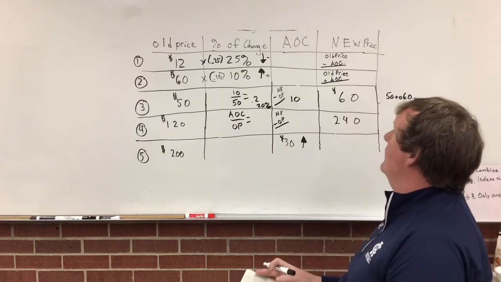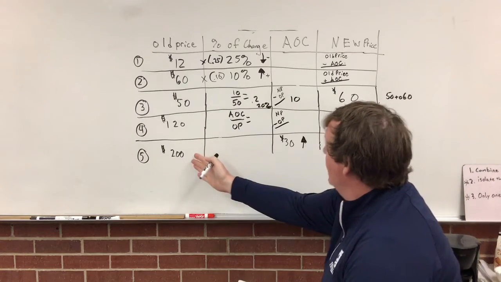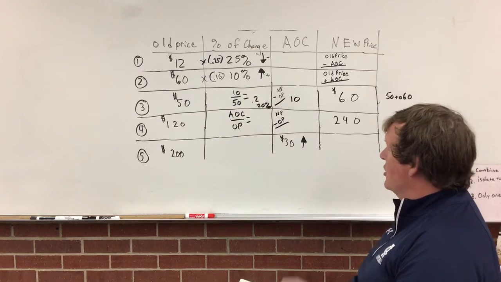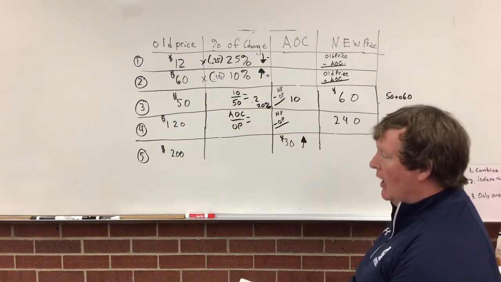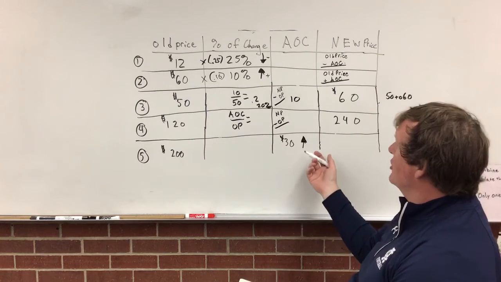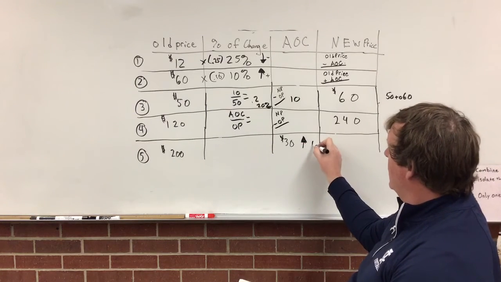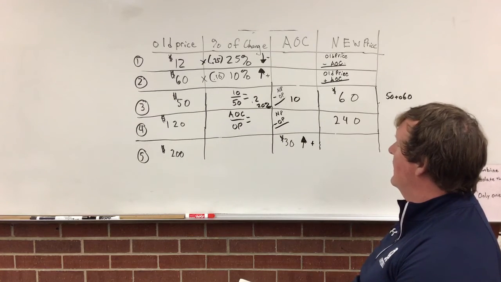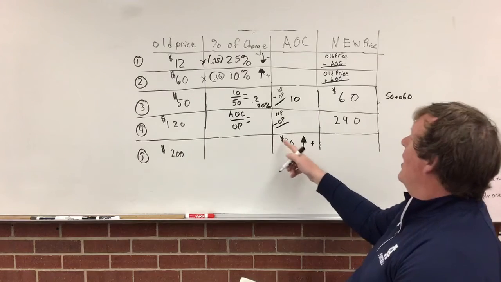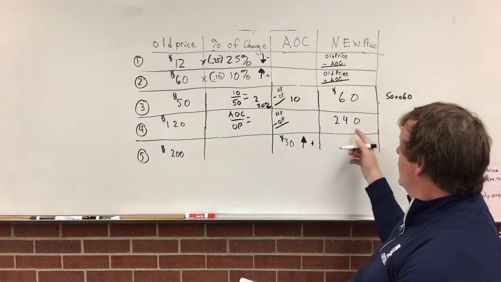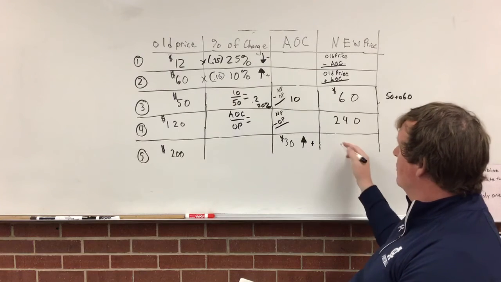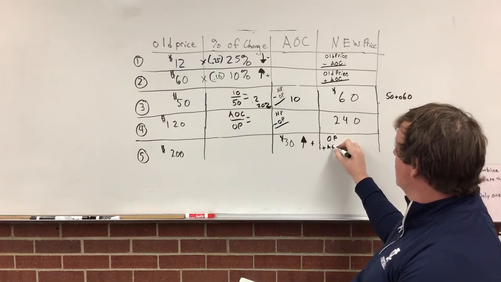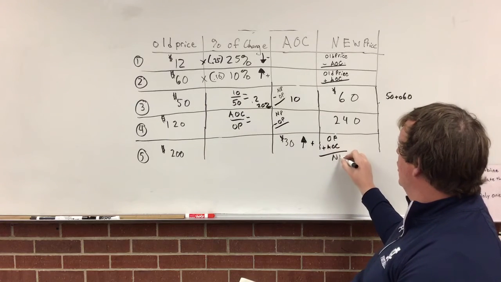Okay, so in this one, we have the old price and we have the amount of change. And then it tells us what happened with that amount of change. It was a markup. Okay, so the amount of change made the price go up 30. So if it's a markup, we can find out what the new price is by simply saying 200 plus 30 would give us the new price. So in this situation, old price plus the AOC equals the new price.